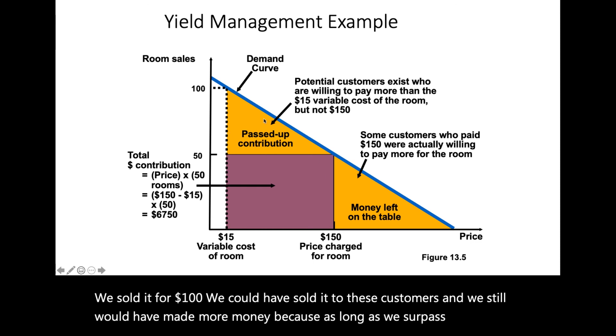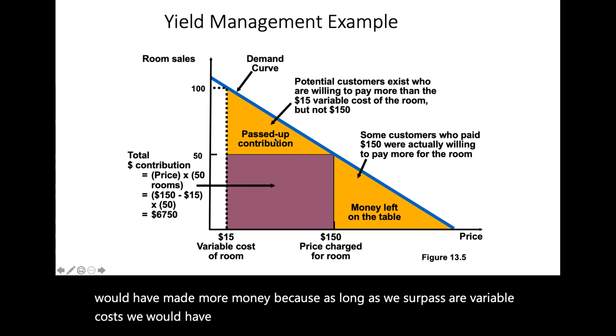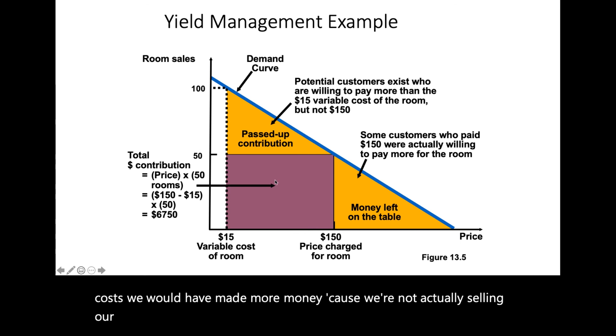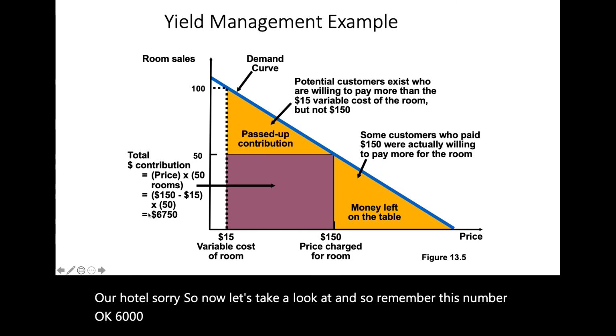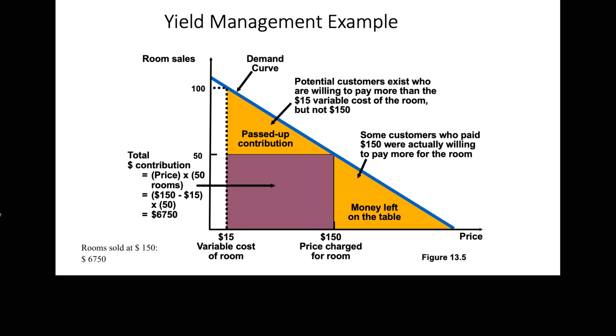So now remember this number, $6,750. We'll leave that here so we remind ourselves: a room sold at $150 is $6,750. That's our total profit. Now let's take a look at what happens in another example.